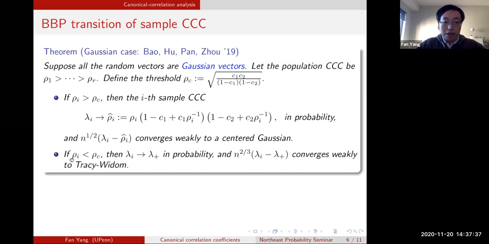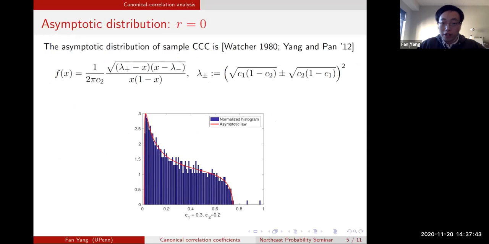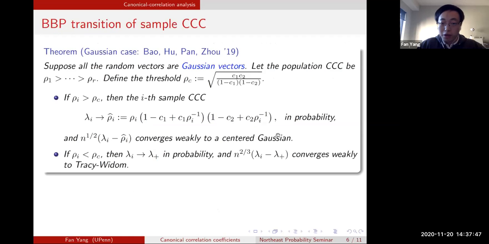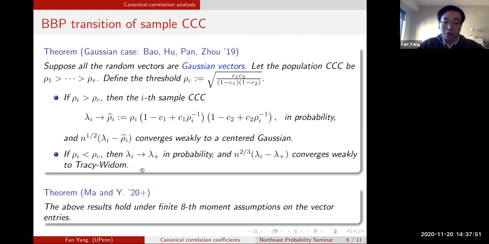On the other hand, if rho i is below the threshold, then lambda i converges to the right edge of this spectrum, and under the n to the 2/3 scaling, lambda i converges to the Tracy-Widom distribution.